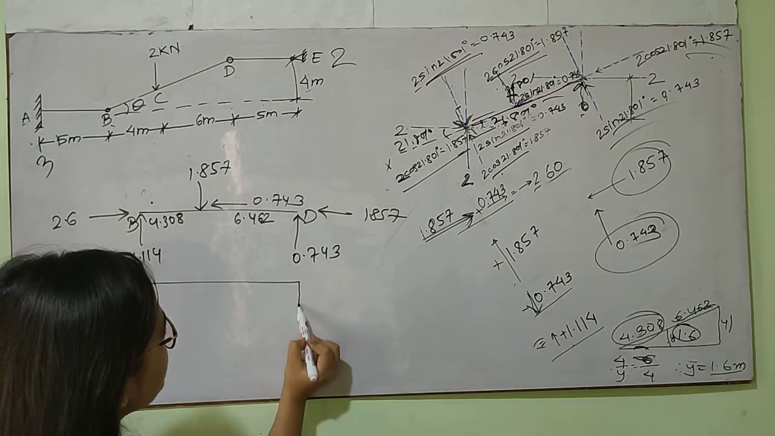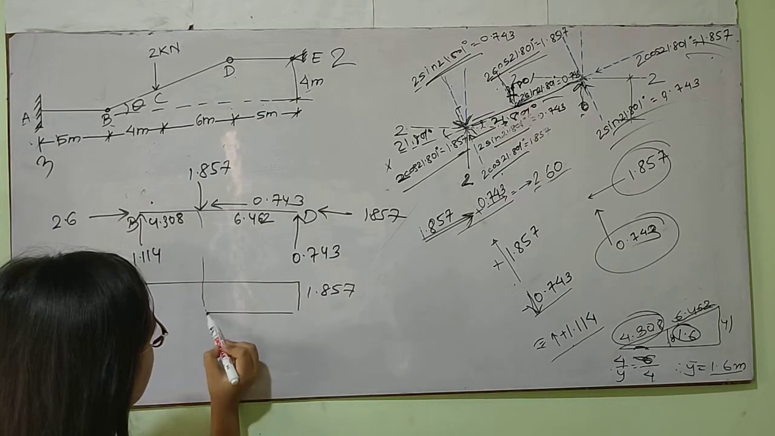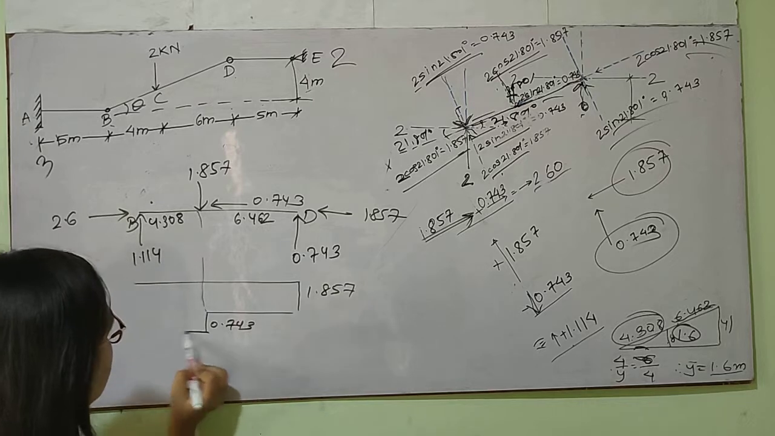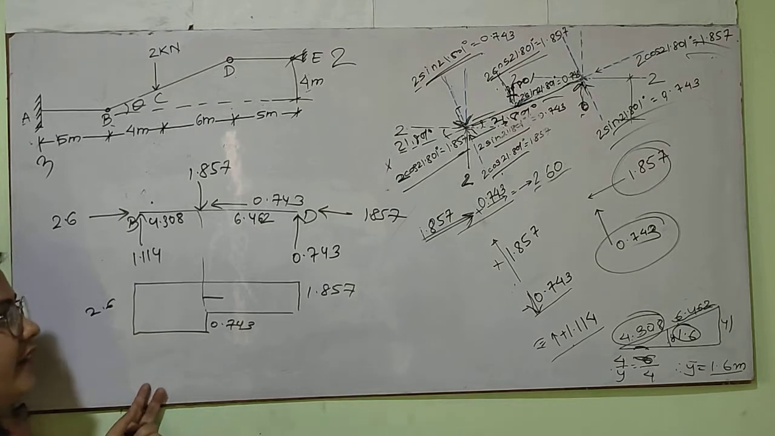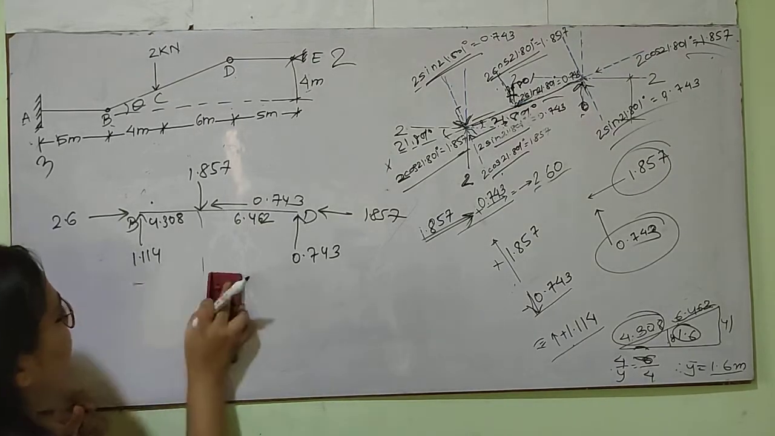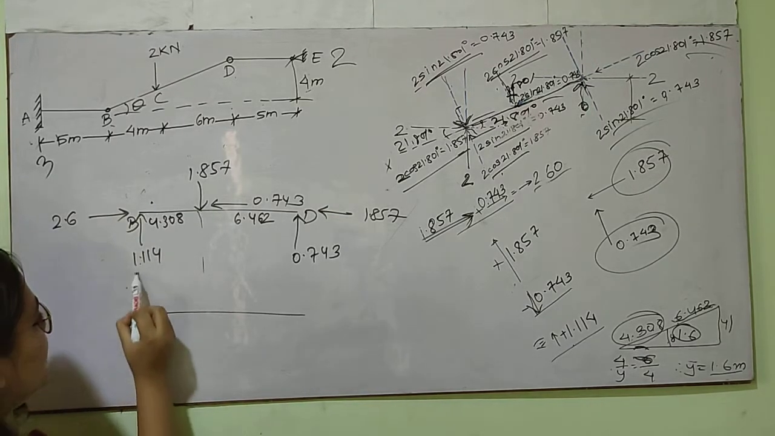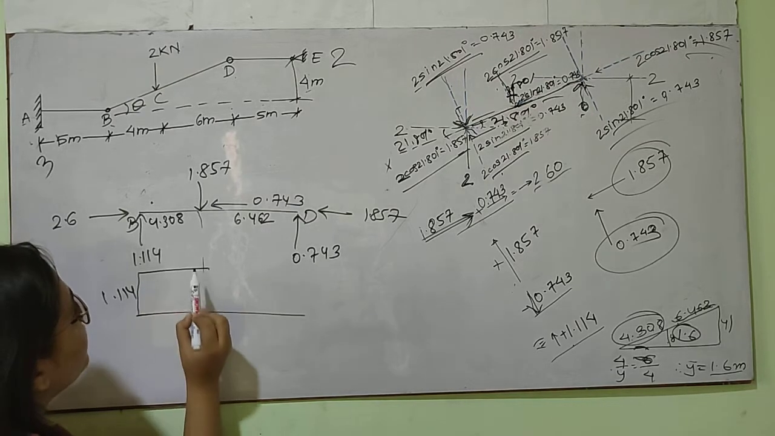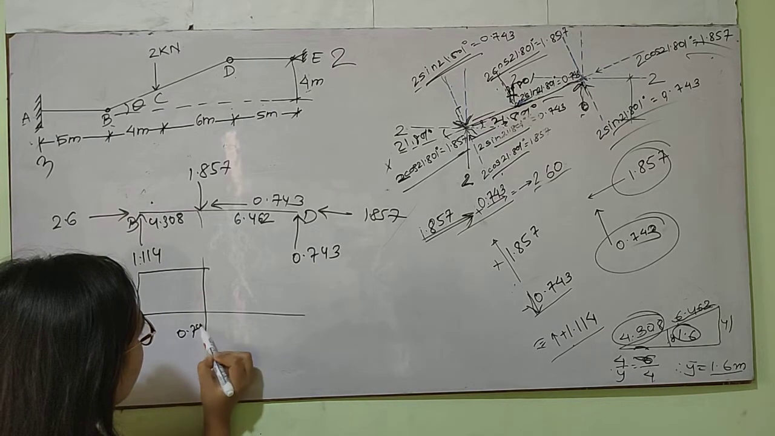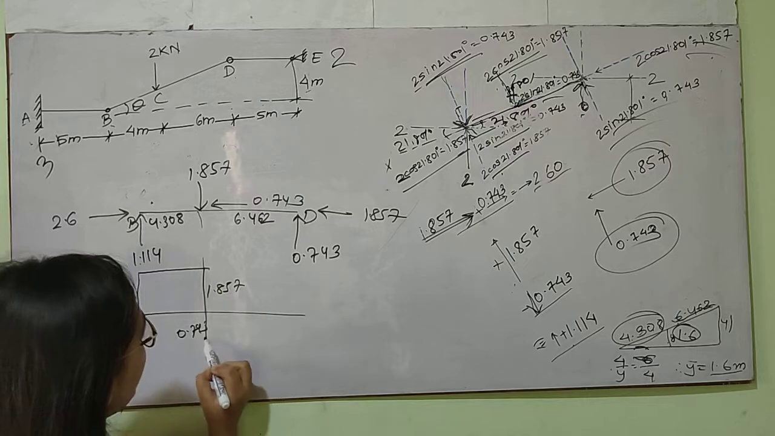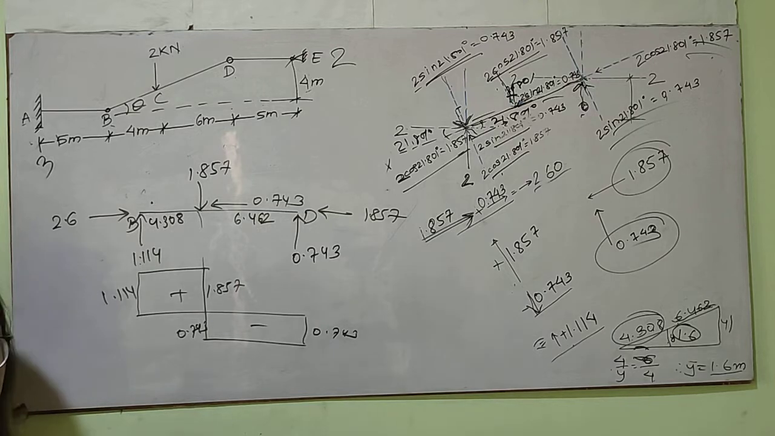So this 1.857, it is also compression, so it will be negative, and this is 0.743, which gives us 2.6, so this will be negative. So this is the axial force diagram. Now I'll draw the shear force diagram. This is 1.114, left upward will be positive, hence 1.114 upward, and this is acting downward, so it will go down 0.743, 1.857, and this will be 0.743. So this is positive and this is negative. So we got the shear force diagram as well.